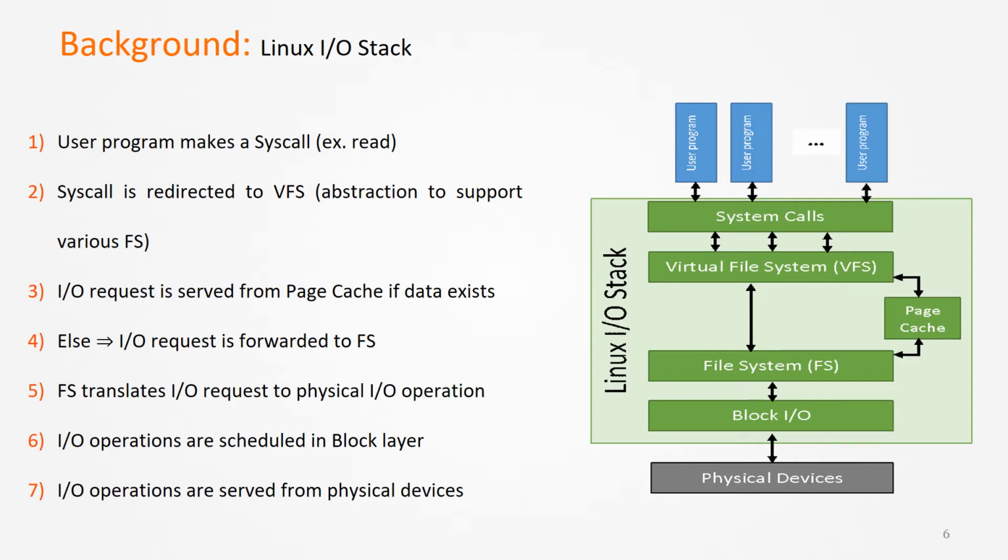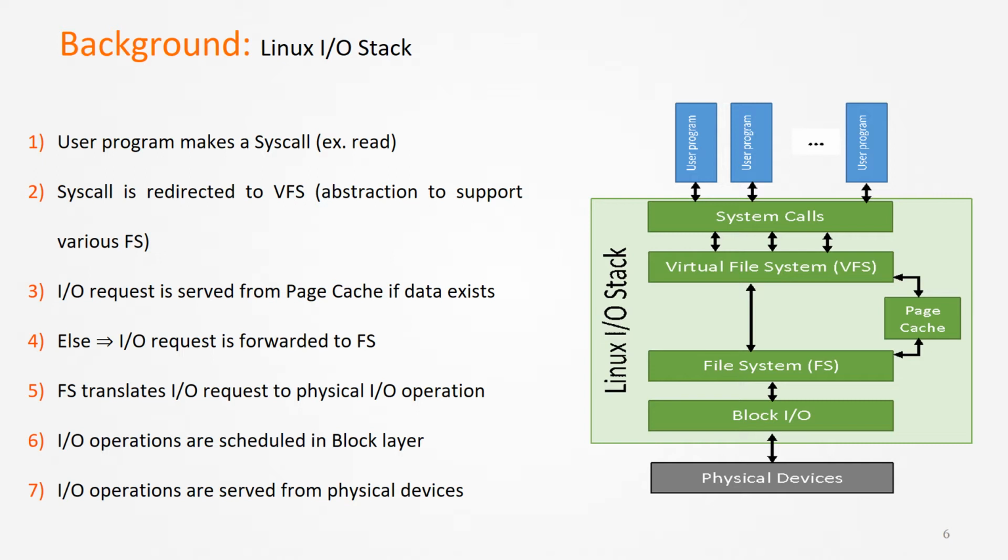This slide presents the Linux IO stack. First, the user program makes a syscall, for example, read. The read syscall is redirected to the VFS, which represents an abstraction to support various file systems, such as block, in-memory, or pseudo-file systems. The kernel checks the page cache and serves the read request from the page cache if data exists.